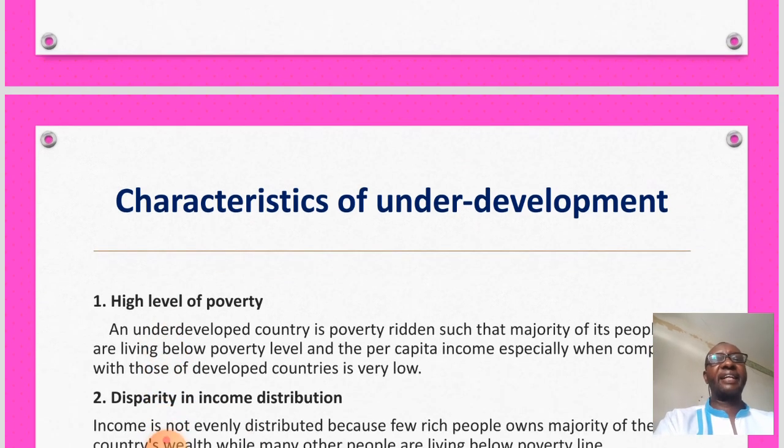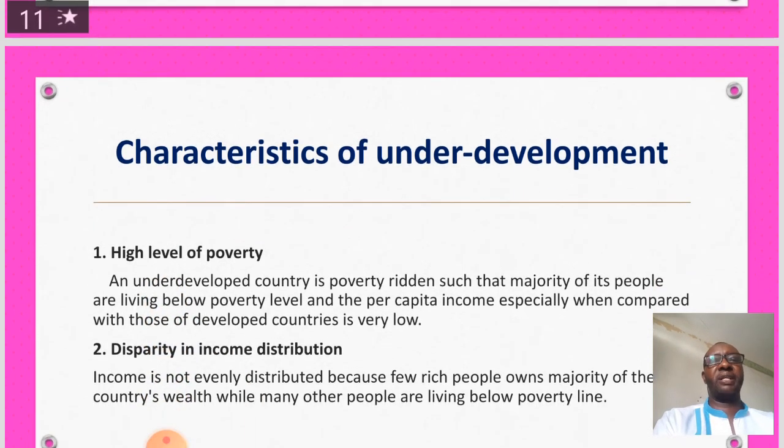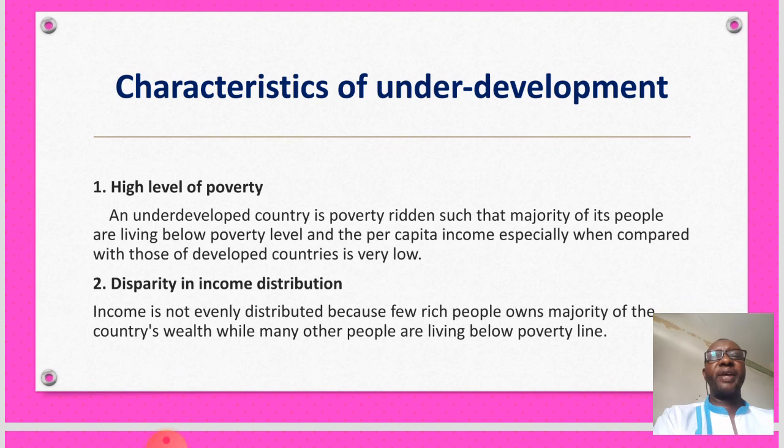And what are the characteristics of underdevelopment? Number one, we have a high level of poverty. An underdeveloped country is poverty-ridden, such that the majority of its people are living below the poverty line, and the per capita income, especially when compared with those of developed countries, is very low.